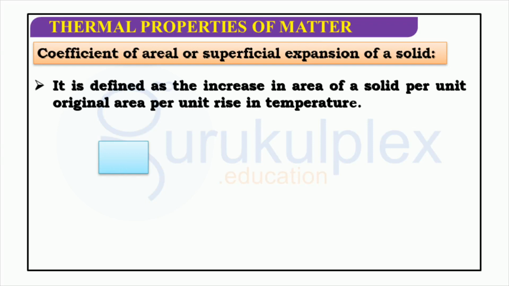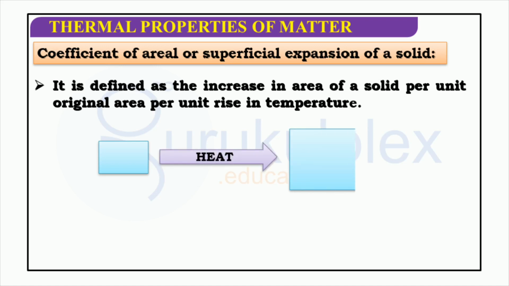The coefficient of areal or superficial expansion of a solid can be expressed as the rise in area of a solid per unit original area for every unit of temperature increase. To illustrate, if we measure the area of a material at 10 degrees Celsius and afterward measure the area of the same material at 20 degrees Celsius, the difference will be the coefficient of areal or superficial expansion.